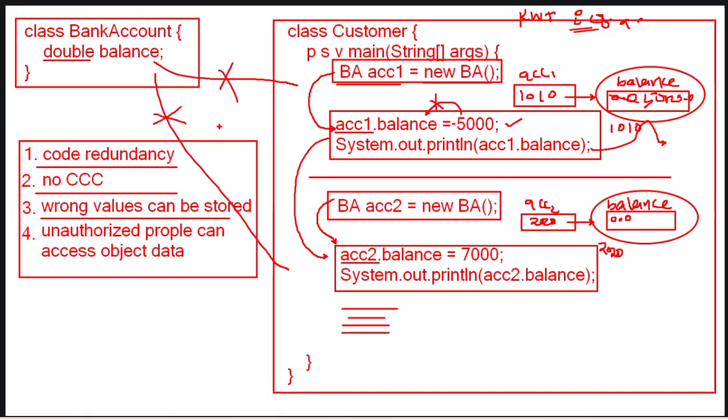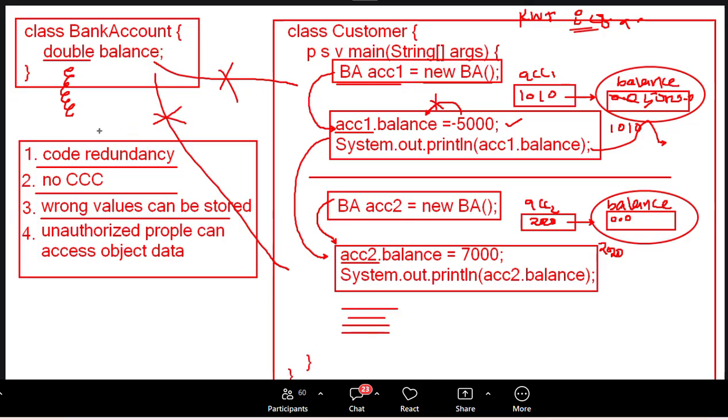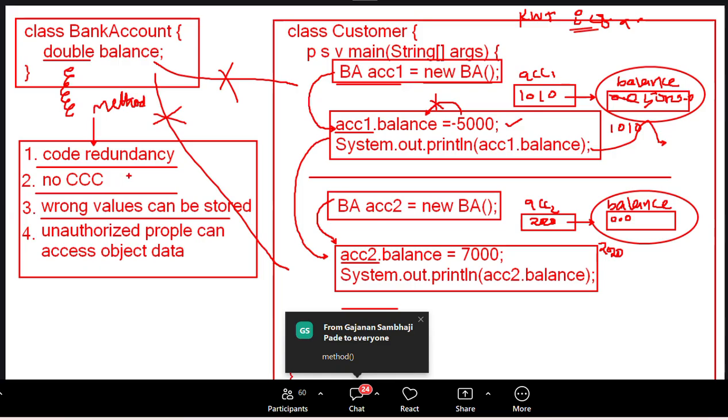Then who will verify that these values are right or wrong? That verification is done by this class's developer. The owner of this variable must verify whether the value you are storing in the balance variable is right or wrong, whether you are authorized or not. Write the logic one time, and allow all the people to access the same logic. For that, what concept do I have to use? If you want to solve code redundancy, what topic do I have to use? Methods. Method will provide code reusability.